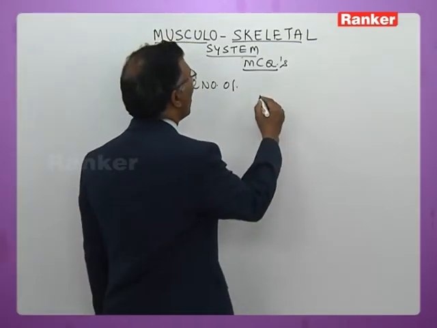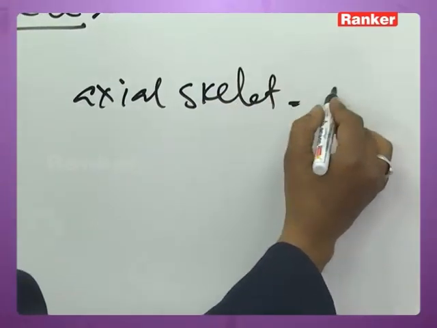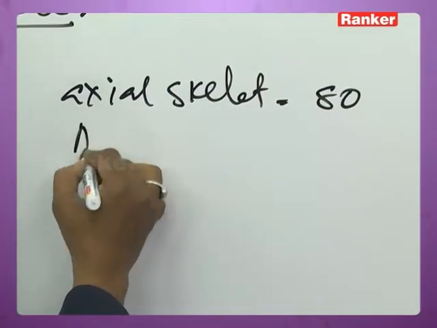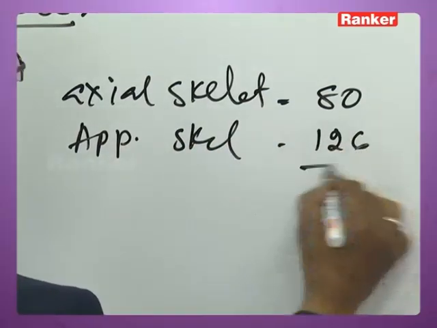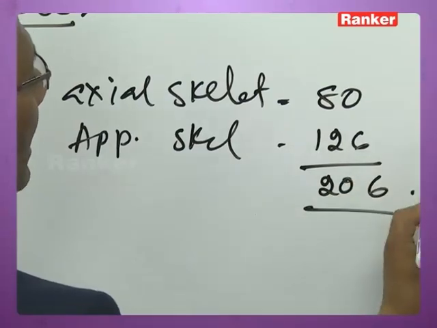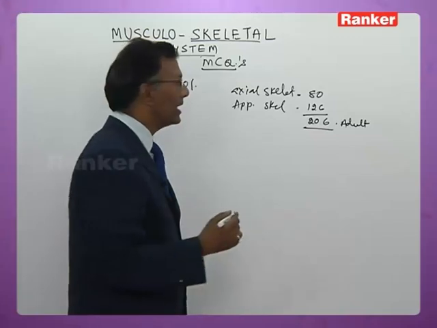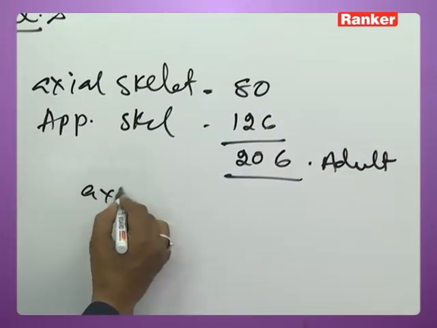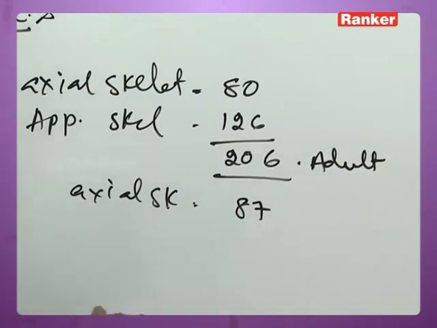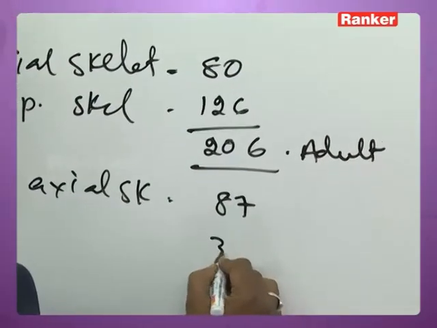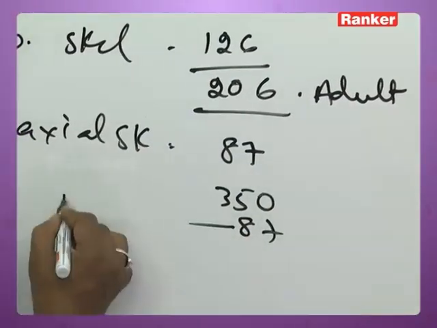In axial skeleton of adults, 80 bones are present, and in appendicular skeleton 126 bones are present. So total 206 are present in the adult. Whereas in children, axial skeleton comprises 87 bones. Total number of bones are 350. So 87 are axial skeleton.